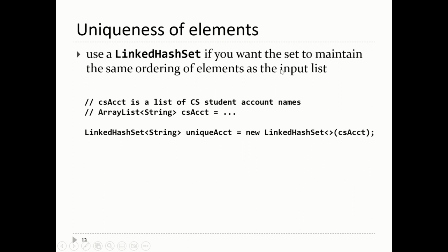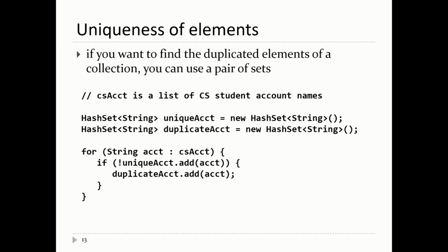Okay, so that gives you the unique account names. What if I want to find the duplicates? To find the duplicates, you use two sets. So remember, CS account is a list of account names. I'm going to make two sets. The first set will be the unique accounts. The second set will be the duplicated accounts.